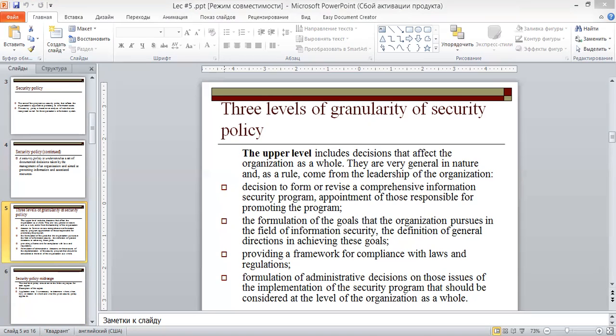Decisions to form or revise a comprehensive information security program, appointment of those responsible for promoting the program, the formulation of the goals that the organization pursues in the field of information security, the definition of general directions in achieving these goals, providing a framework for compliance with laws and regulations, formulation of administrative decisions on those issues of implementation of the security program that should be considered at the level of organization as a whole.